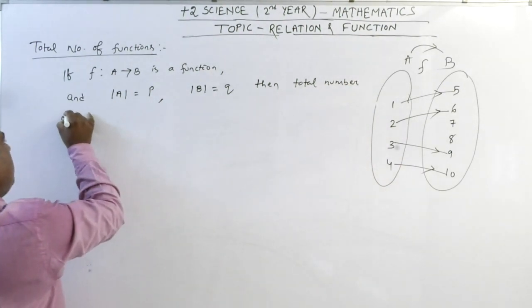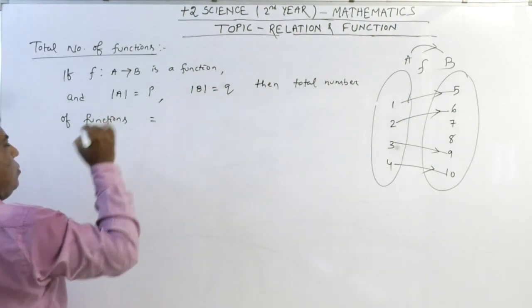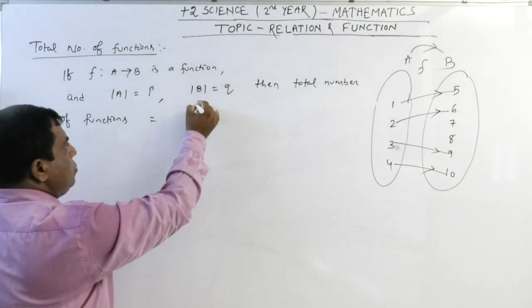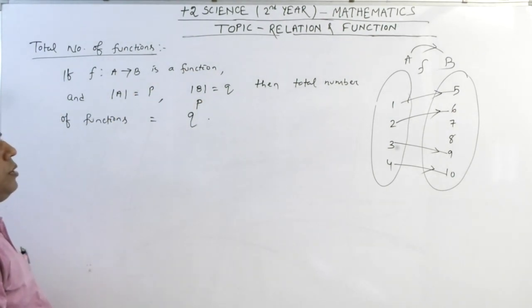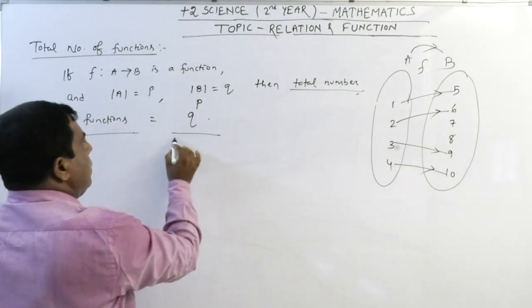Total number of functions equal to, what is the total number of functions? It is equal to Q to the power P. Okay, total number of functions equals how much? Q to the power P.